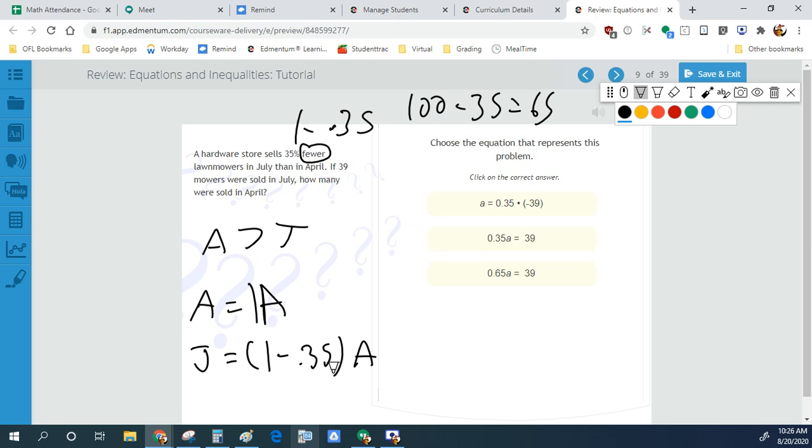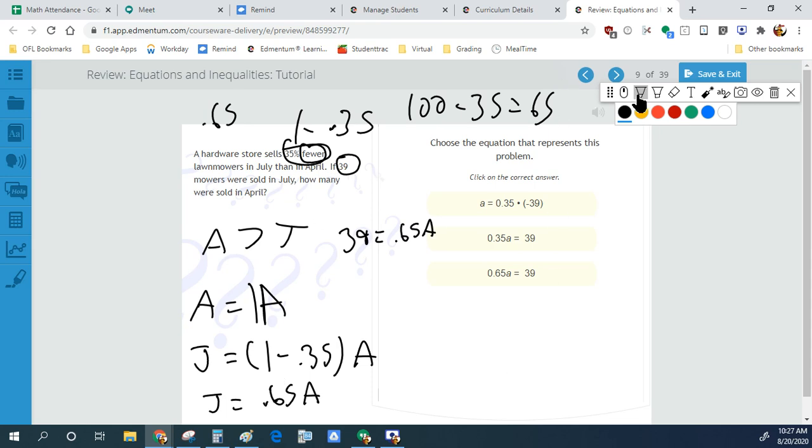Yeah, so it's weird because what we're doing is we're taking 100% minus 35. So 35 fewer is actually 0.65, and I'll talk about that in a bit. But it's this idea that we take 100% of July and we take away 35%. So, in other words, July equals 0.65 of April. So, if April is 39, so July, 39 were sold in July. So, we're going to say 39 equals 0.65 of April.